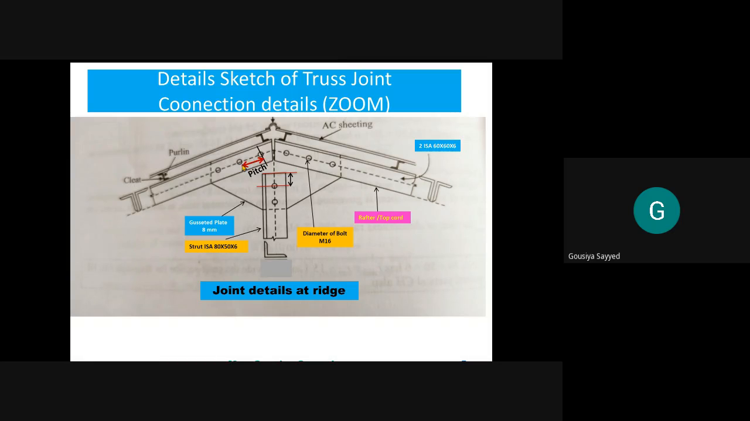This is the distance between two bolts, known as pitch, and this is the distance between this one bolt and the edge, known as edge distance. So you have to show what is the pitch distance and what is the edge distance in that detail.